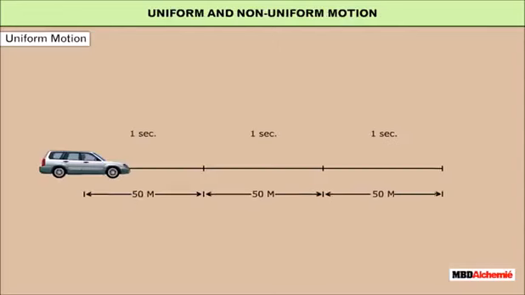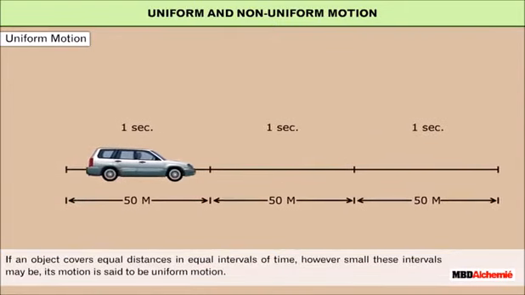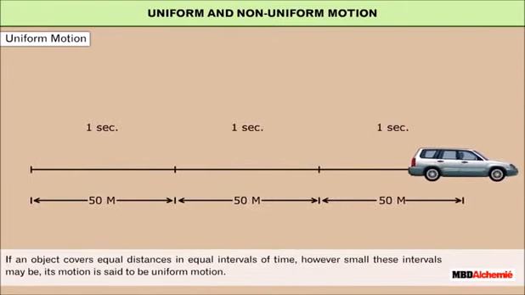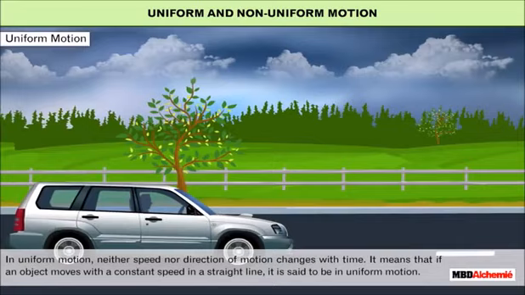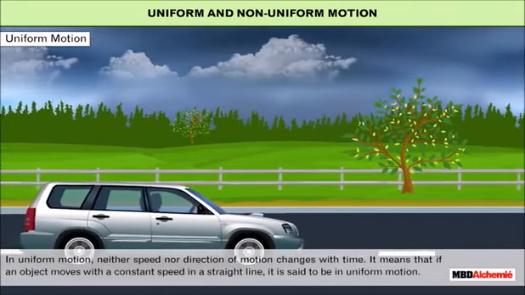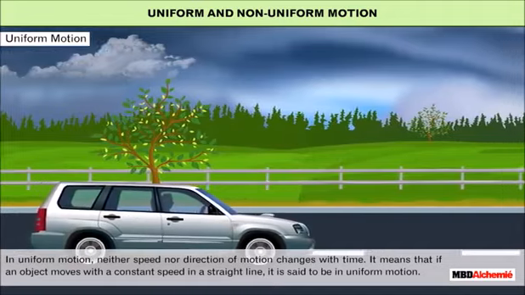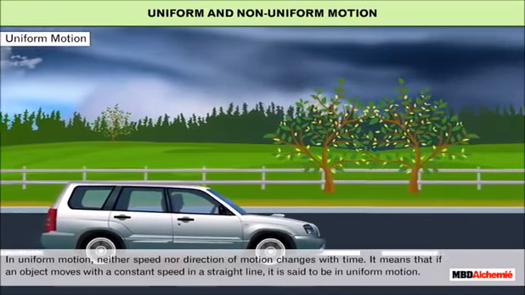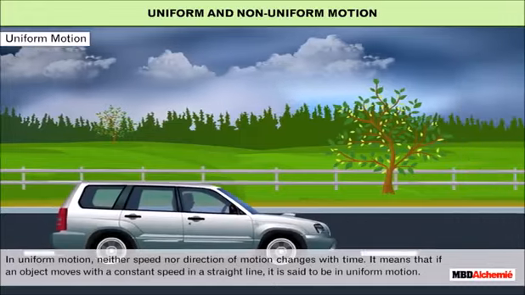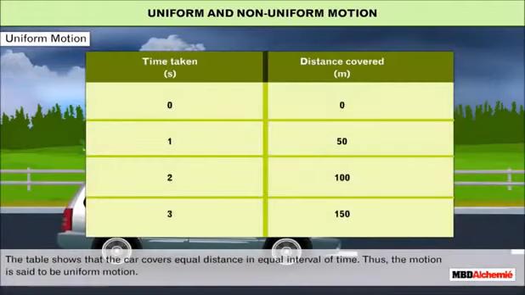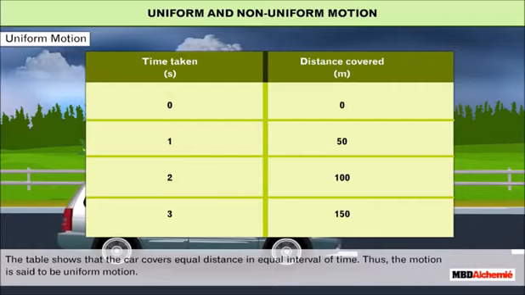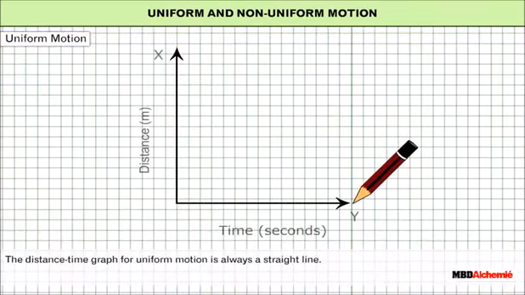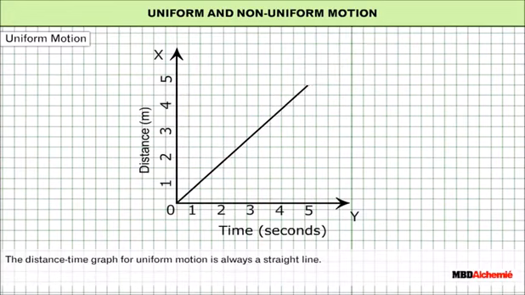Uniform and non-uniform motion. If an object covers equal distances in equal intervals of time, however small these intervals may be, its motion is said to be uniform motion. In uniform motion, neither speed nor direction of motion changes with time. It means that if an object moves with a constant speed in a straight line, it is said to be in uniform motion. The table shows that the car covers equal distance in equal interval of time. Thus, the motion is said to be uniform motion. The distance-time graph for uniform motion is always a straight line.